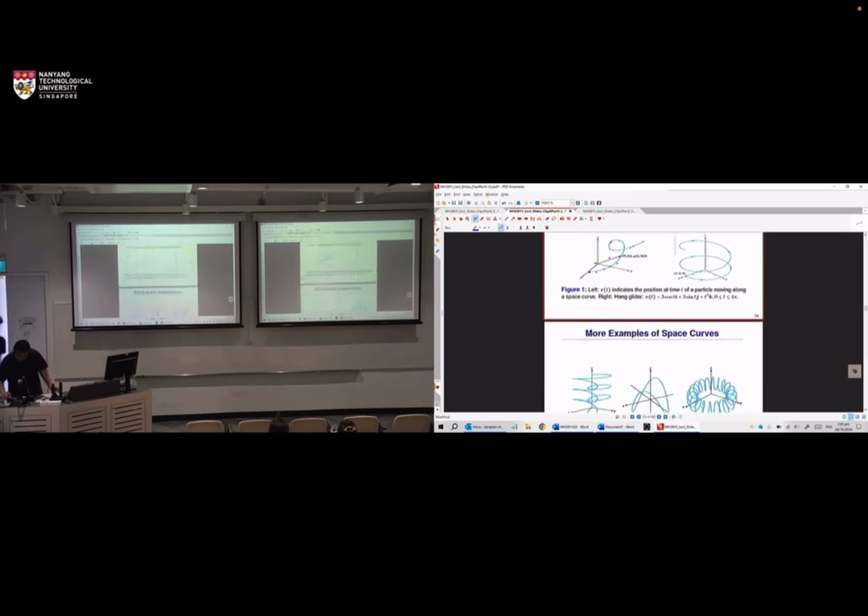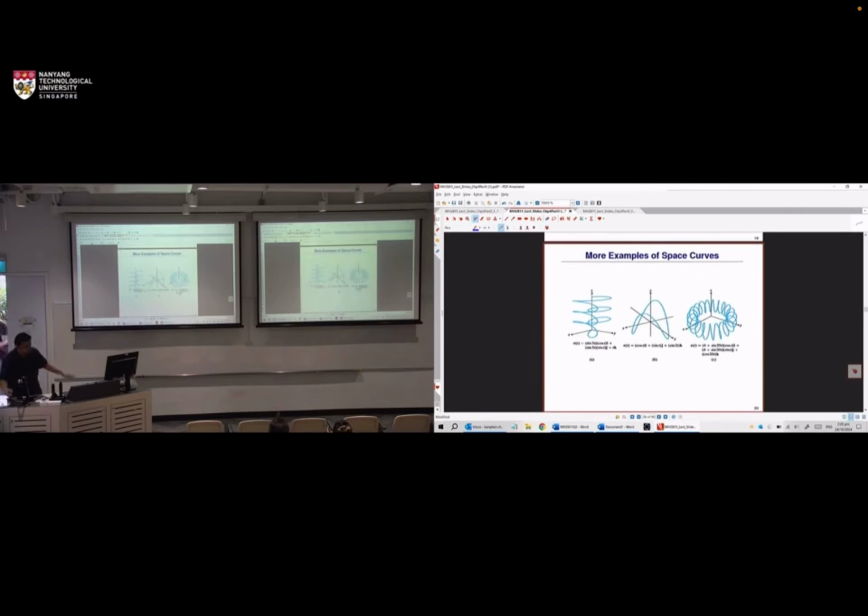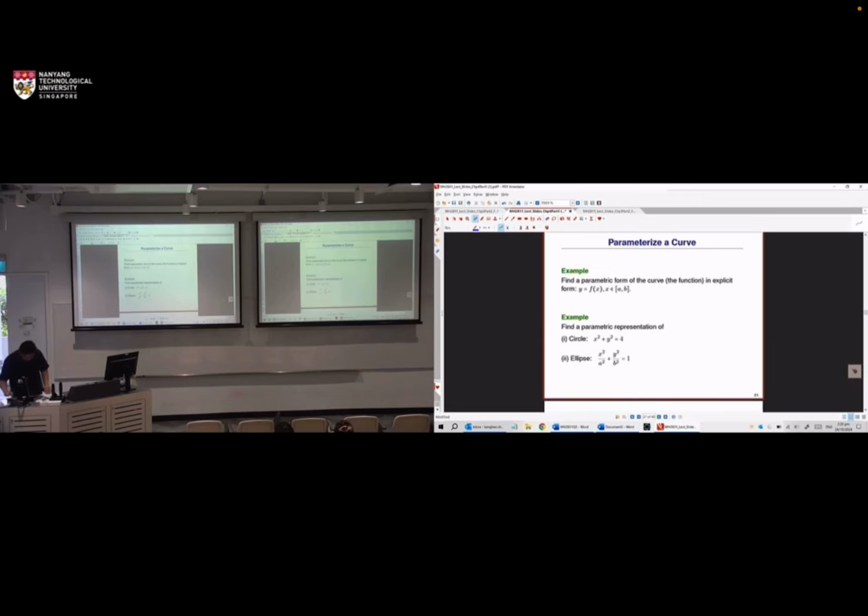And then some other examples here, some funny shapes. You have all these formulas that dictate the motion, how the position vector moves. And then parameterization, how to parameterize a curve.